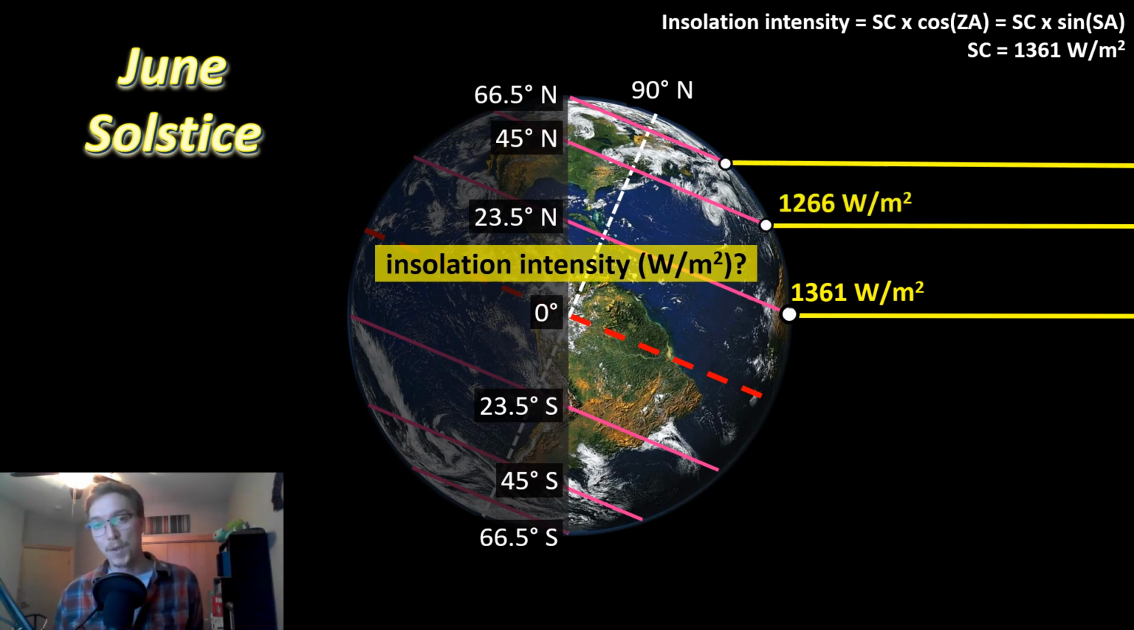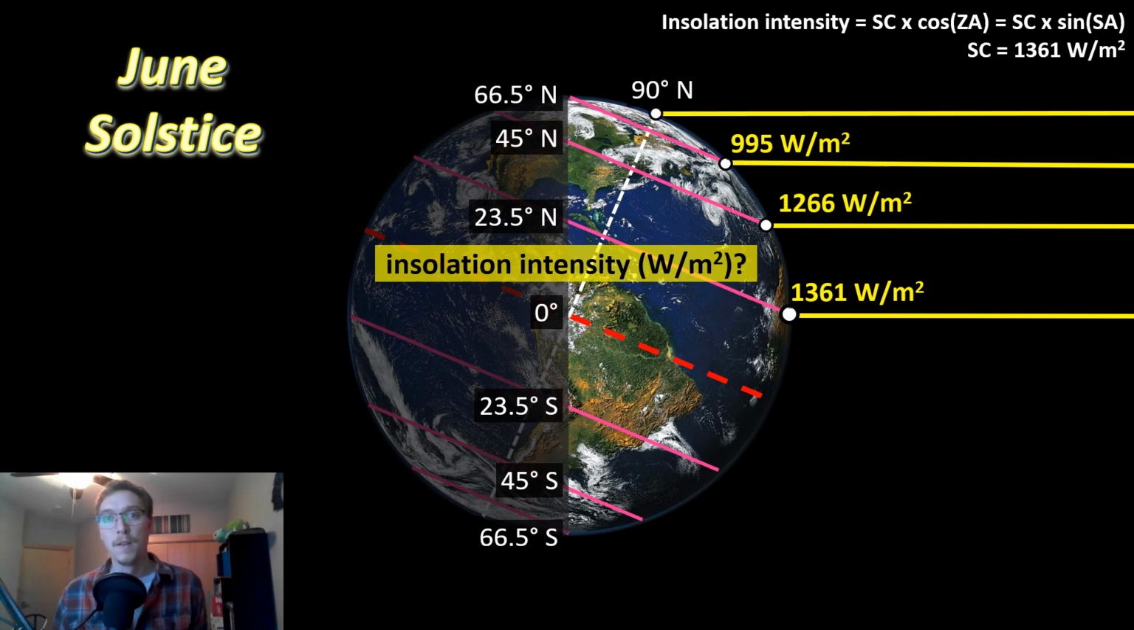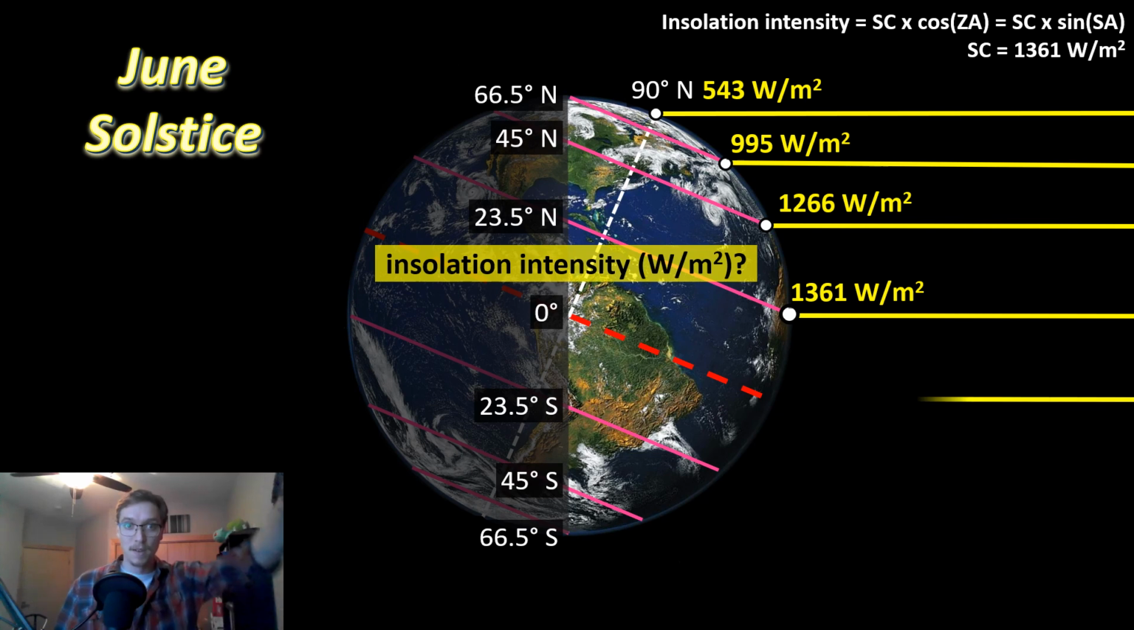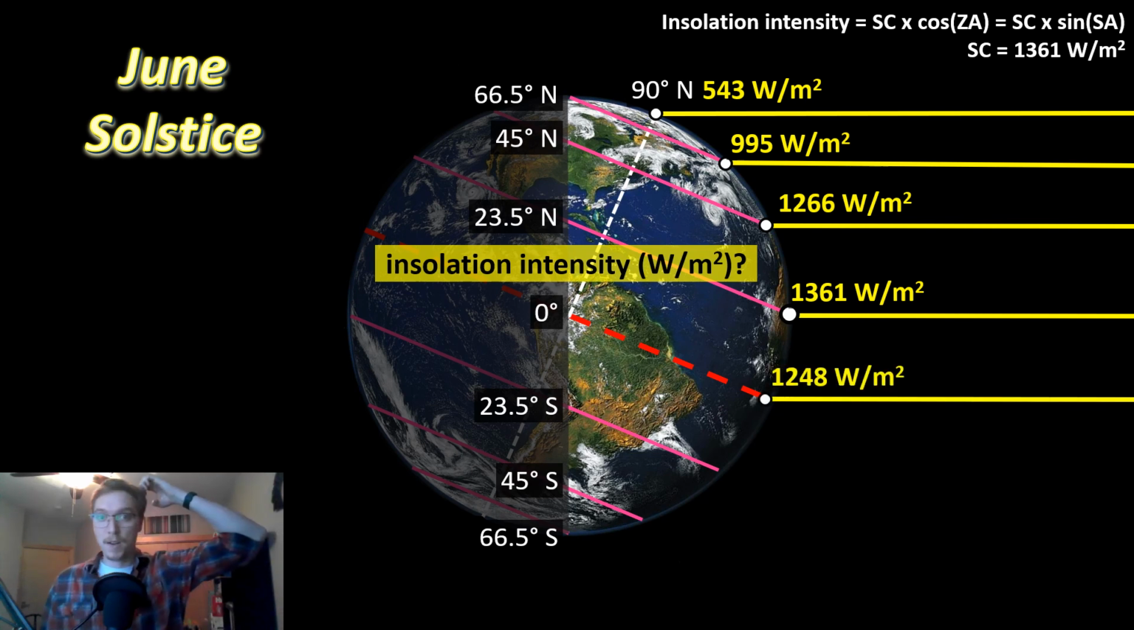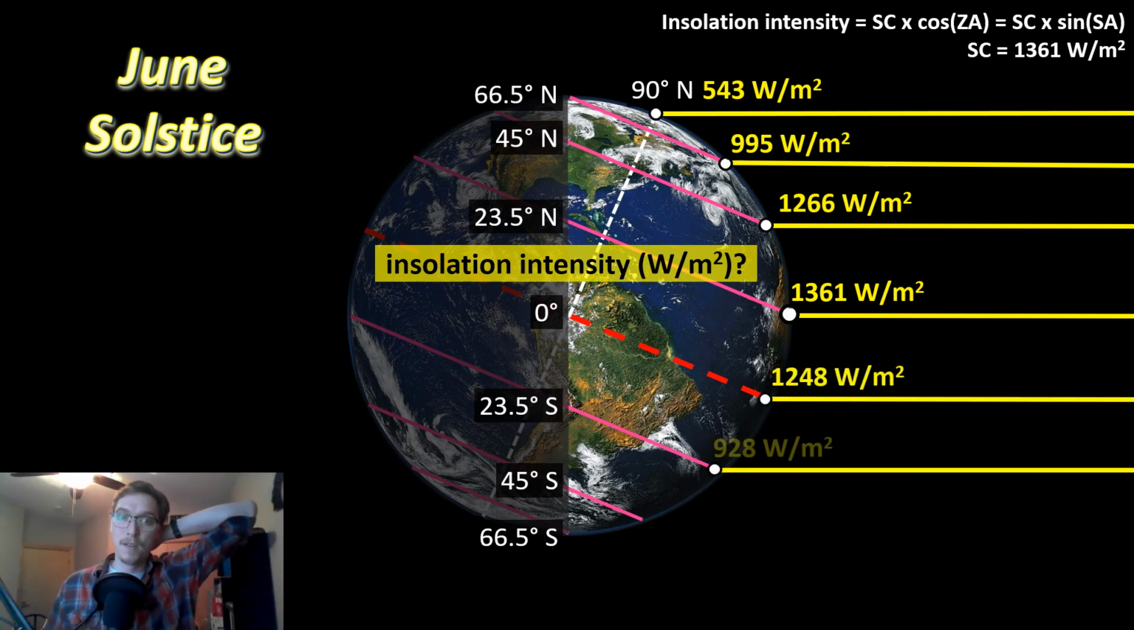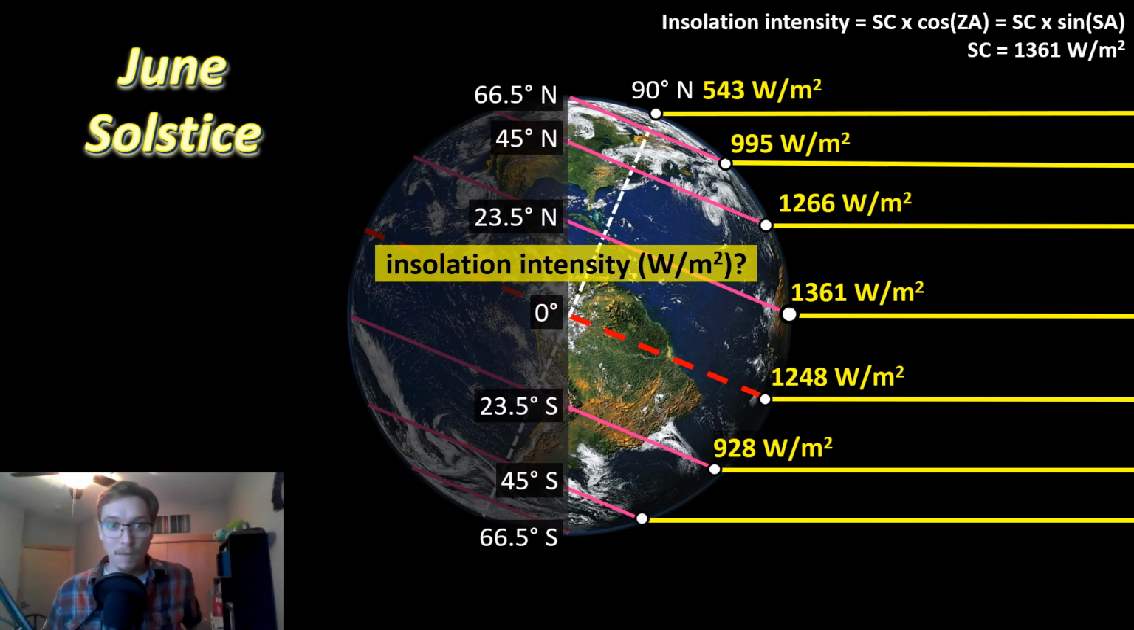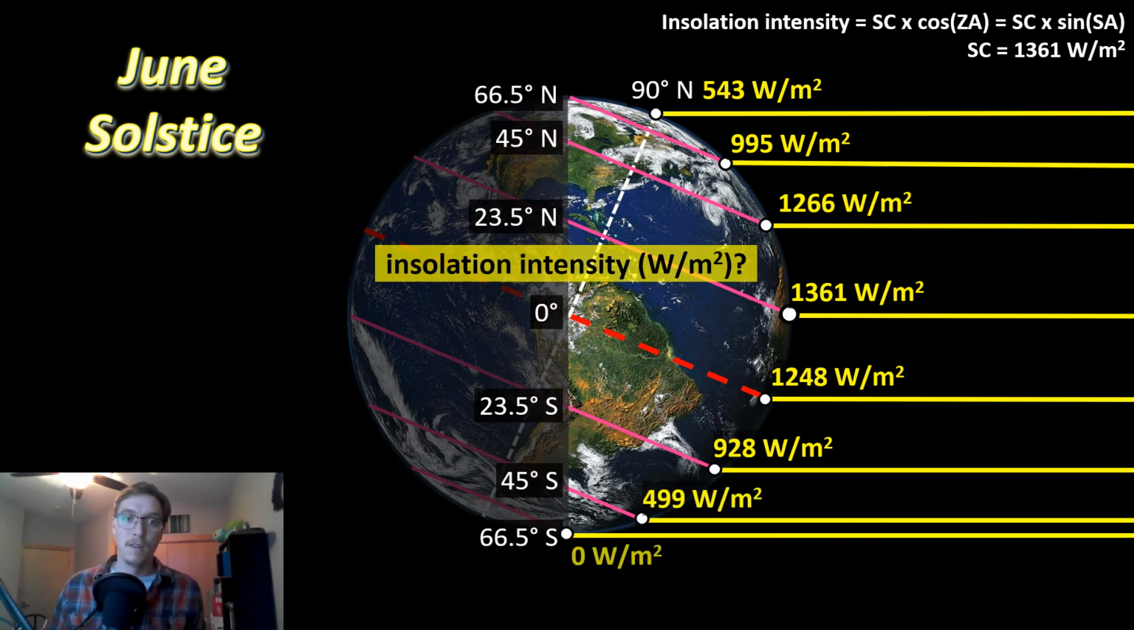So 1,266 at 45 degrees north latitude, 995 at 66.5 degrees north latitude, and 543 watts per meter squared at 90 degrees north latitude. It's the exact same numbers that we just saw, just flip-flopped, right? So here, 1,248, 928, 499, 0.